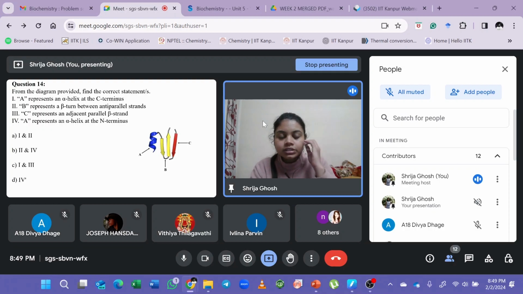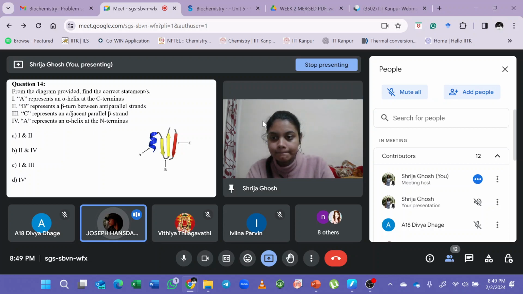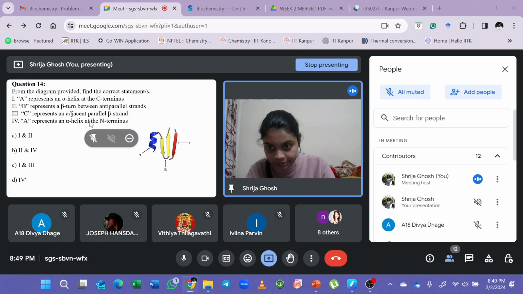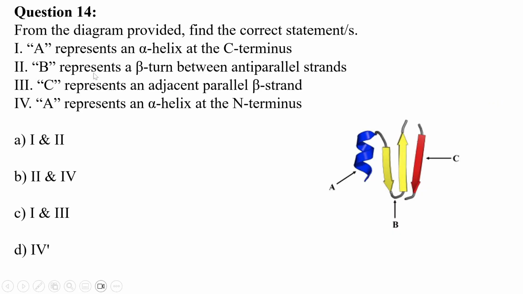So anybody wants to answer? Option B, 2 and 4. So 2 and 4 are the correct statements. Let's see. The second statement is B represents a beta turn between anti-parallel strands. That is very clear. We can see these 2 yellow strands are anti-parallel to each other. One arrow going down, one arrow going up. So B represents the turn between those anti-parallel strands. So that is a correct statement.